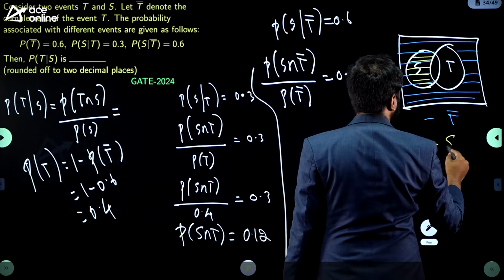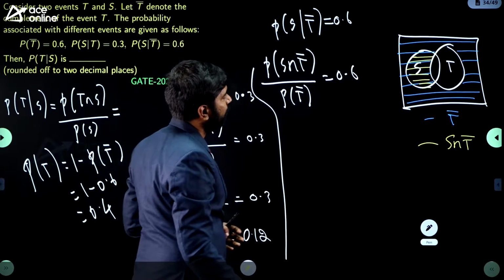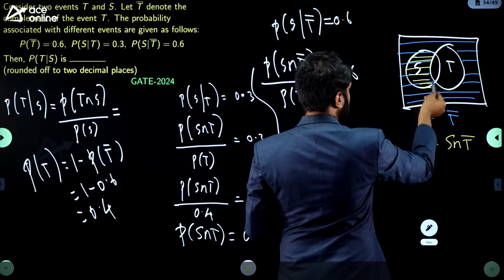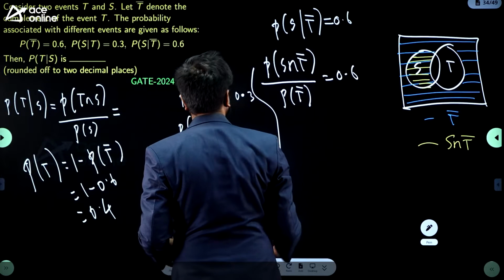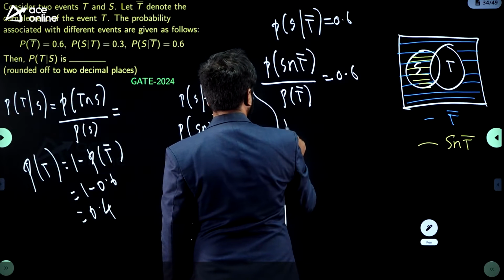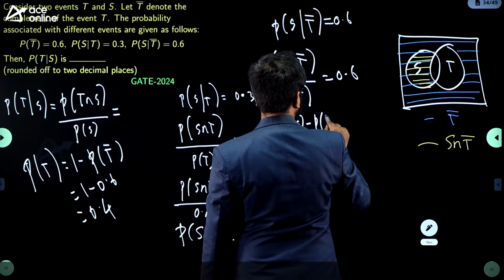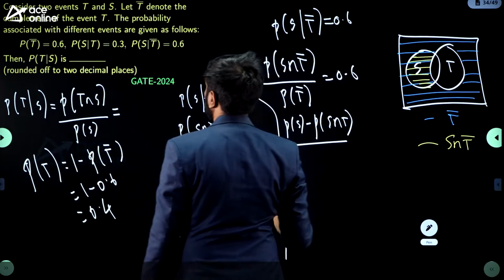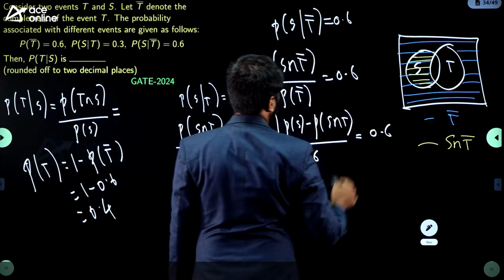So, this yellow part is S intersection T complement. If you want the probability of that, then the idea is so simple. From this portion, which is P of S, you subtract this portion. So, that is the idea. So, the numerator is nothing but P of S minus P of this portion, which is S intersection T, divided by P of T complement, which is 0.6, and this is also equal to 0.6.